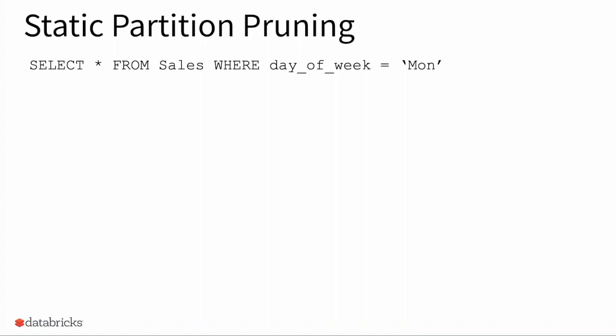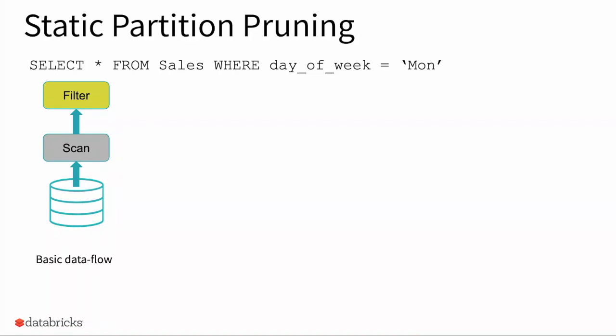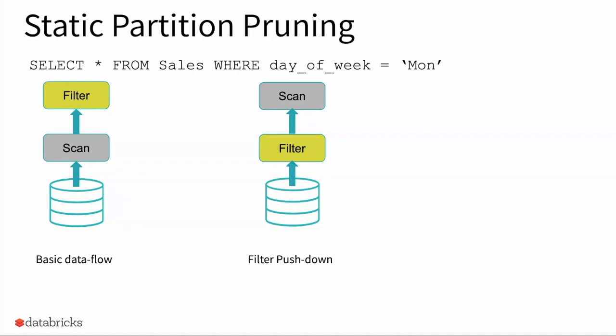In standard databases, pruning means that the optimizer will avoid reading files that cannot contain the data that you're looking for. For example, in this simple query, we are trying to identify records in the sales table that are from Monday, a specific day. In a simple form, this translates into a filter on top of a scan. Most query optimizers push the filter down from the top of the scan as close as possible to the data source in order to avoid scanning the full data set.